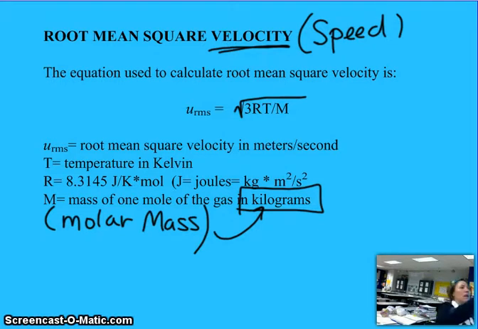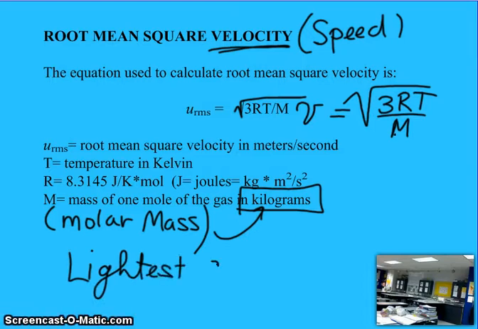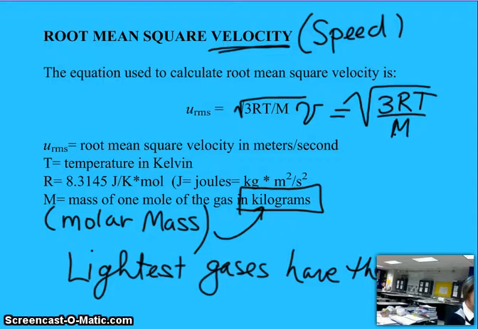And what you should recognize, because this is really this, I like to use V for velocity, is that the greater the molar mass, the slower the molecules will move. So what this says, or what we will be able to calculate, is that the lightest gases have the greatest velocity.